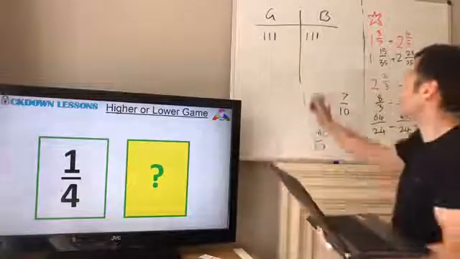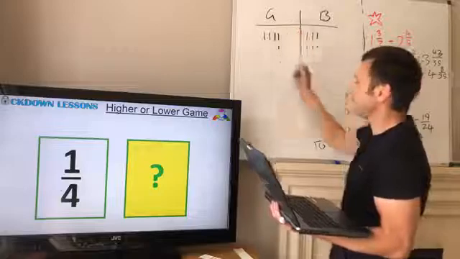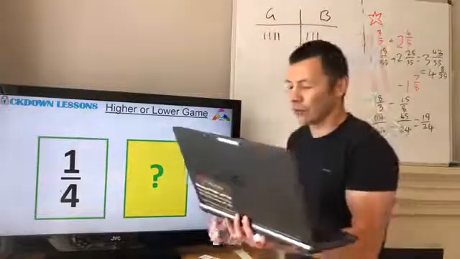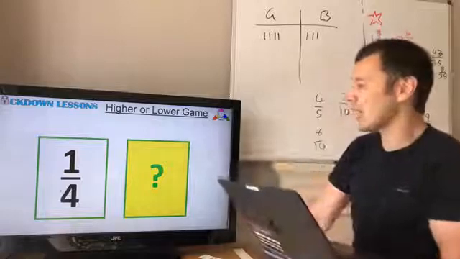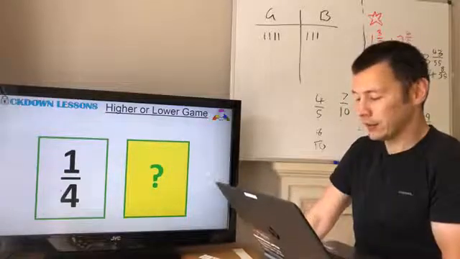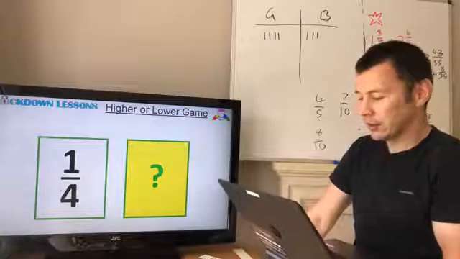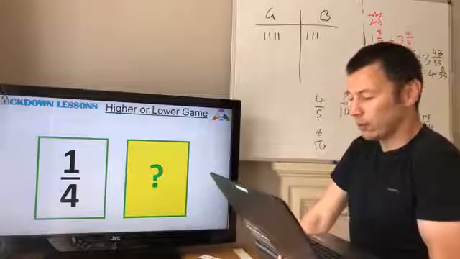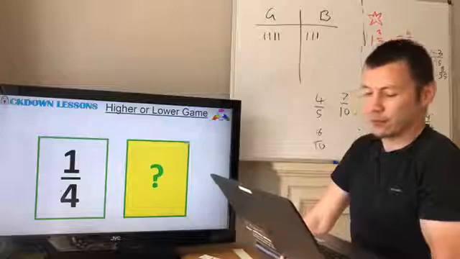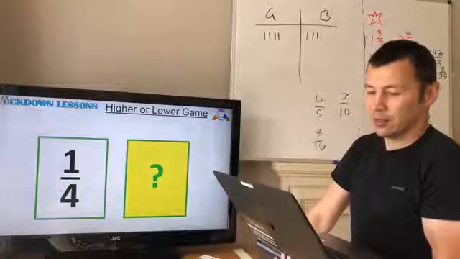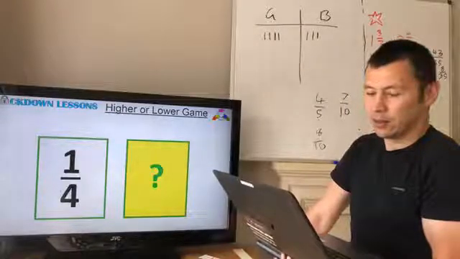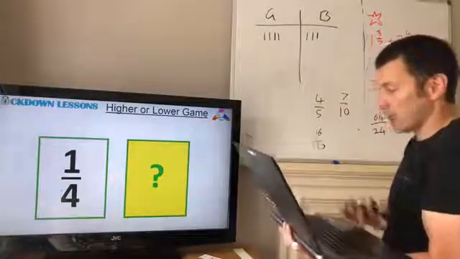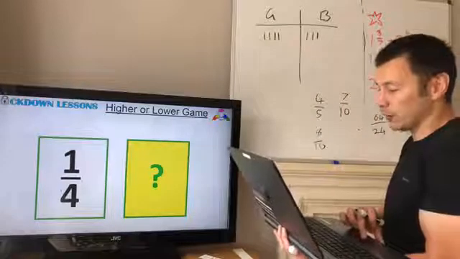Okay, lower for the girls than 7/10. 1/4. Unbelievable. Who's going to get it wrong first? Whoever gets it wrong first is out. Okay? We are on the boys. Higher or lower than a quarter? Okay, another point for the girls. Higher or lower than a quarter for the boys.